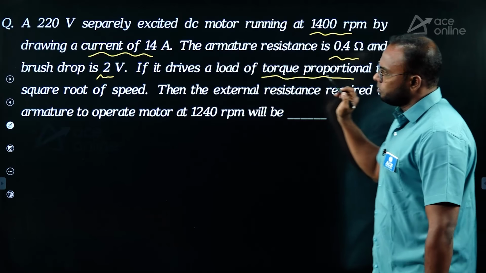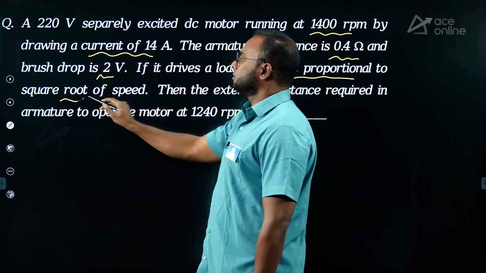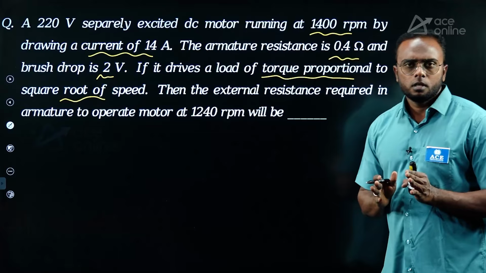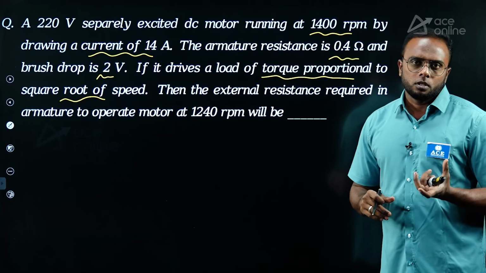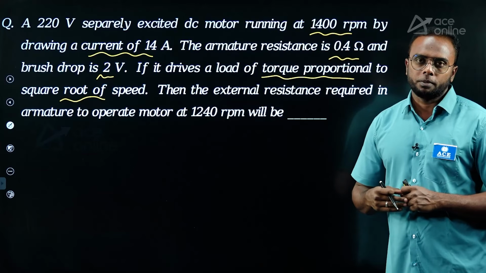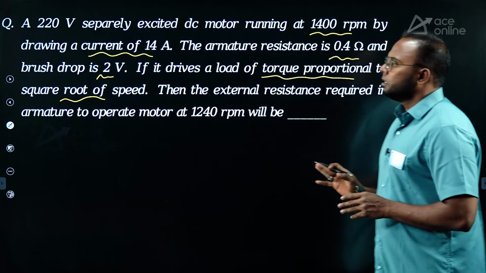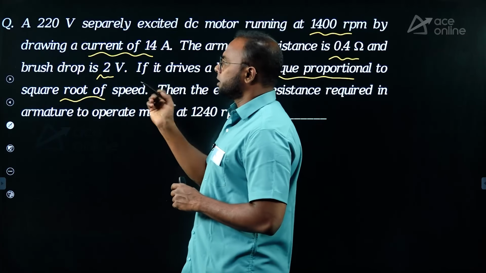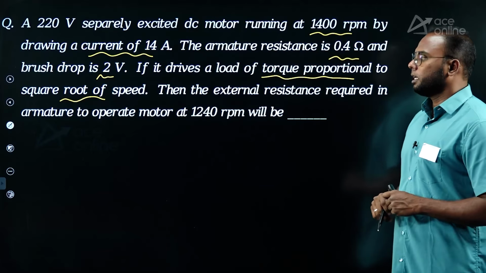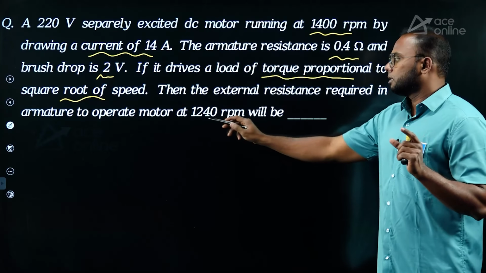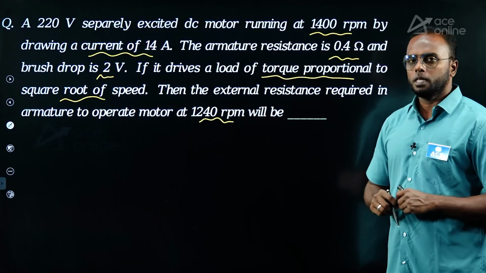If it drives a load of torque proportional to the square root of the speed. This is one of the important models where we regularly get questions in GATE, like load torque proportional to the square of the speed or cube of the speed. The same model is taken here, but now I have taken the square root of the speed. Then the external resistance required in the armature to operate the motor at 1240 rpm, where initially the speed is 1400.